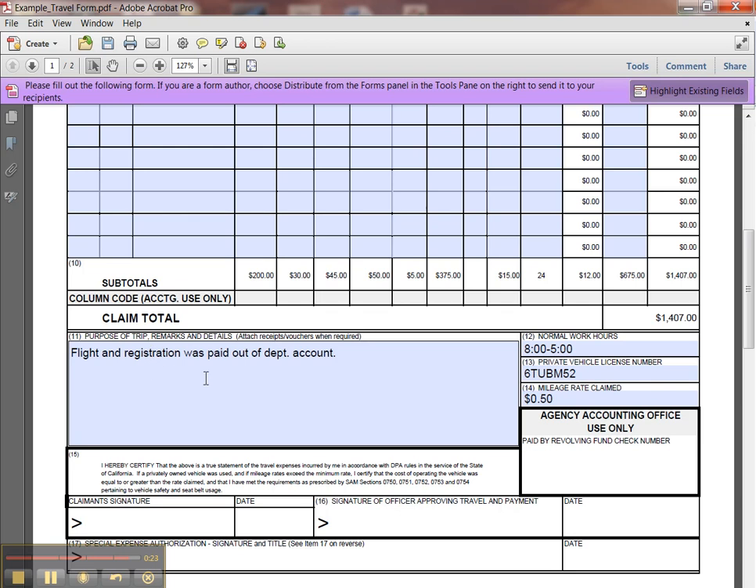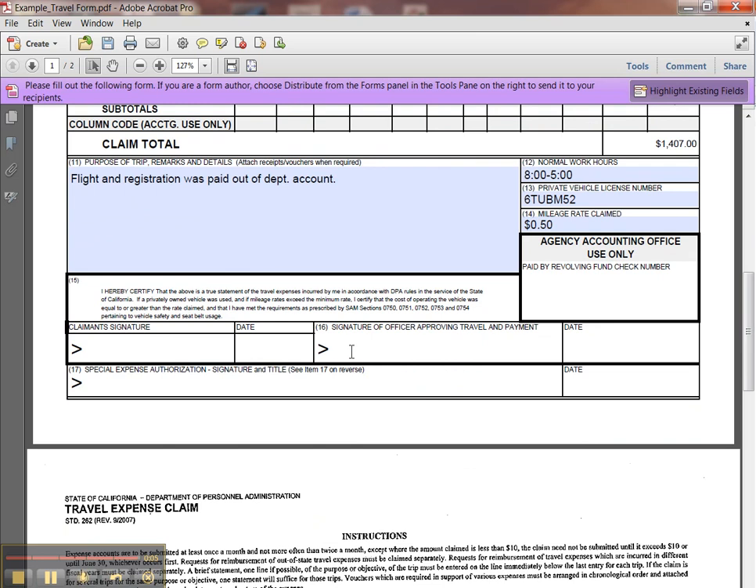For purpose of trip and claim total, I make sure to mention that your flight and registration is paid out of the department if that is the case, and any notes that you'd like to put in. The time I worked was 8 to 5. My vehicle license plate is here, and this is the mileage. Make sure to sign at the very bottom and make sure your supervisor signs this portion.